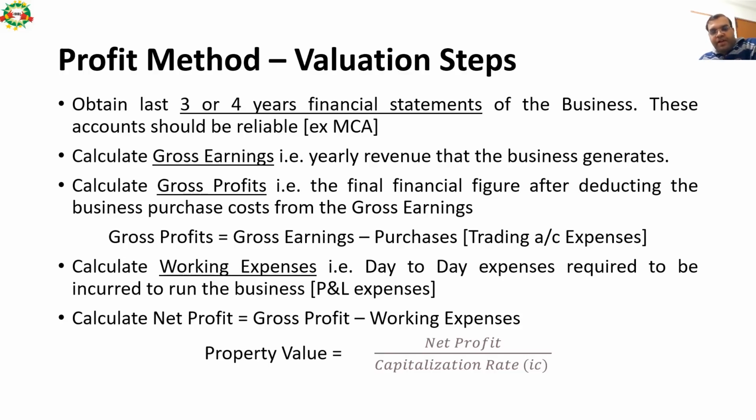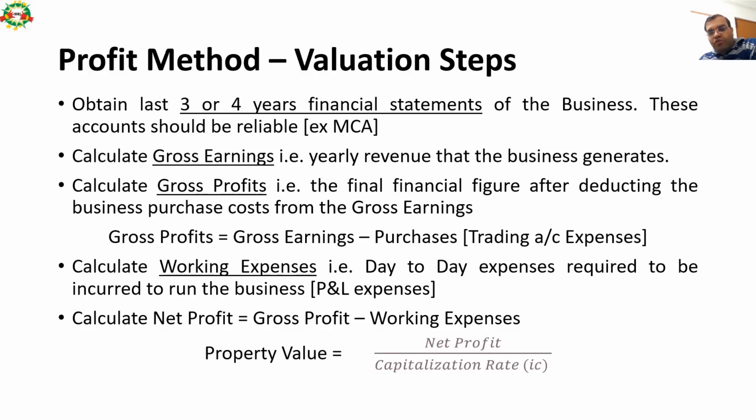Then after taking out the data, you have to calculate gross earning, the yearly revenue that the business generates. Gross earning you have already discussed in previous sessions. Then calculate gross profit. My total revenue is equal to gross earning, right? Gross profit is the final financial figure after deducting the business purchase cost from gross earning. That is, gross earning minus purchases.